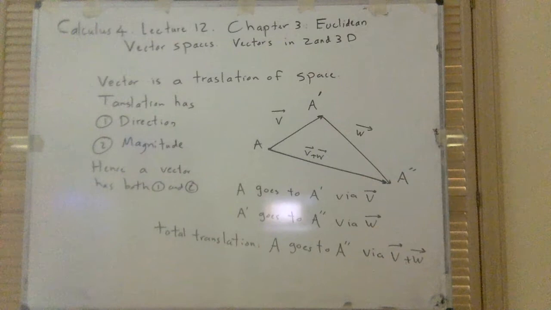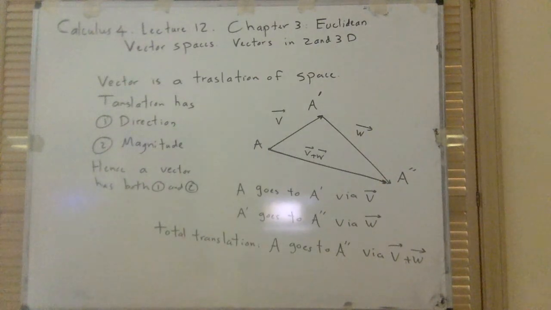Calc 3, lecture 12. We start chapter 3, Euclidean vector spaces, and the first section is vectors in 2 and 3D space. So a vector, we can say that it is a translation of space. Well, it can be any space. And translation has direction and magnitude. And hence, vector has direction and magnitude.